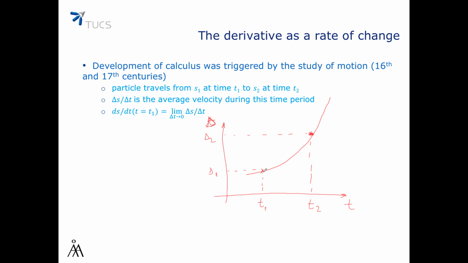And this would be delta S here, and this would be delta t here. So as we make this time interval smaller, the ratio delta S over delta t is going to tend to the value of the differential at time t1 as delta t goes to 0.